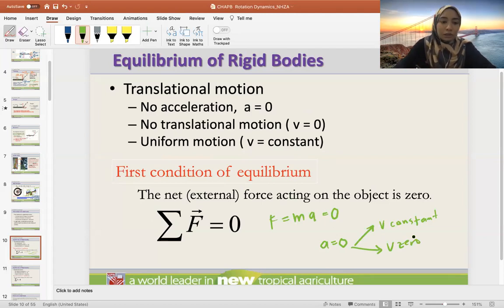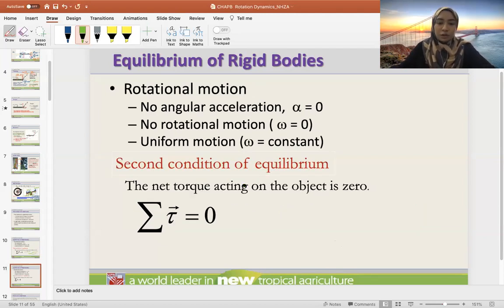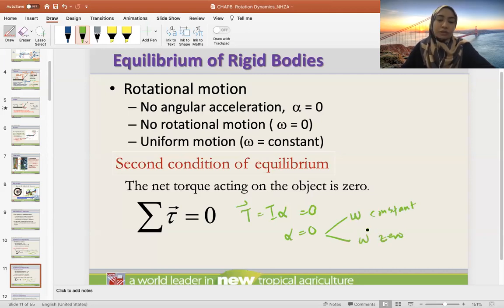Okay, sama juga macam torque. Torque punya equation, kita tak belajar lagi, but torque punya equation is I alpha, and torque is equal to 0 when alpha is 0. So when does alpha become 0? When omega is constant or when omega is 0. These two conditions. So torque kena 0, net force kena 0 for something to be in complete equilibrium. Kalau ada rotational tapi F net equals to 0, dia tetap tak equilibrium sebab dia berputar.